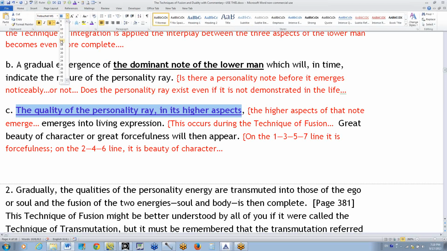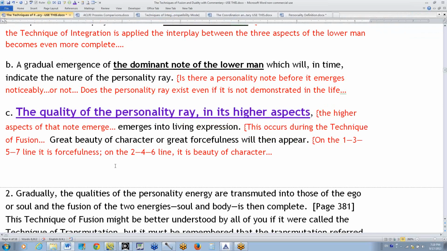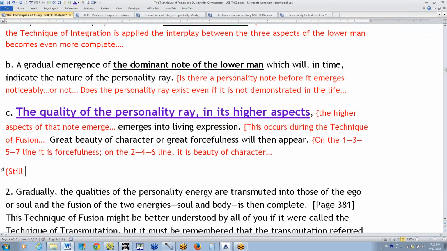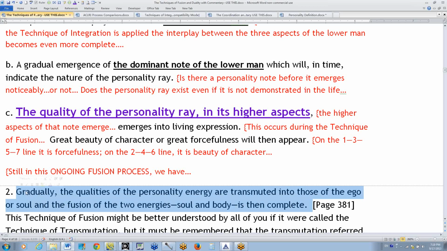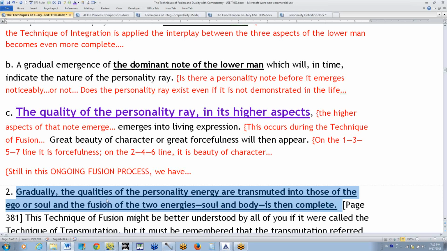And then we have exemplary individuals. Now, still going on, still in this ongoing fusion process, we have, gradually, the qualities of the personality energy are transmuted into those of the ego or soul, and the fusion of the two energies, soul and body, is complete. Now, what can this mean?